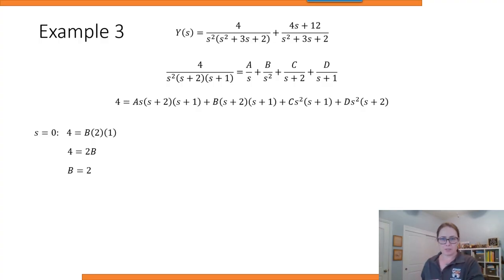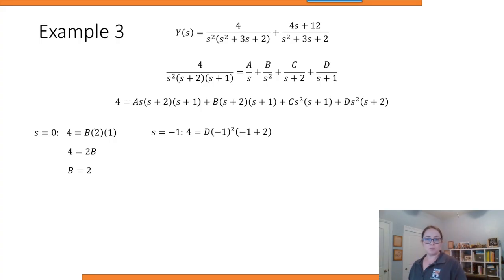Okay, so now looking at my factors again, I'm going to choose s equals -1. And that's going to zero out all of the terms except for the term with d in it, because that's the only one that doesn't have an s plus 1. So this is going to simplify to 4 equals d times (-1) squared times (-1 plus 2). And all of that on the right side ends up just simplifying to 1d, so d equals 4.